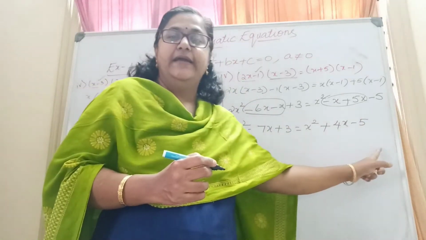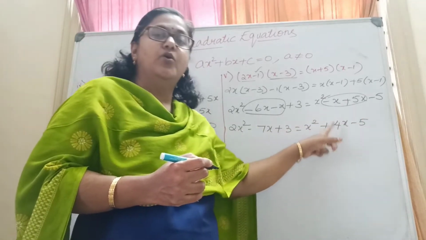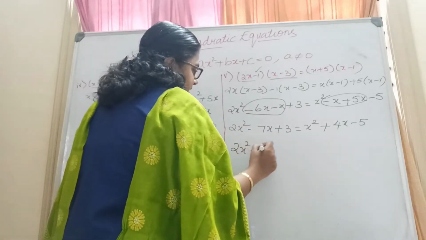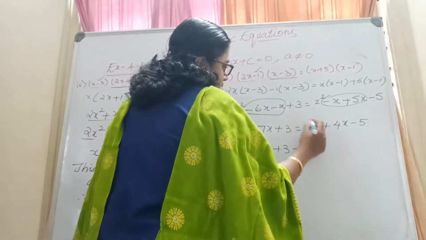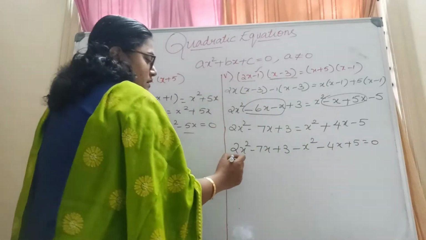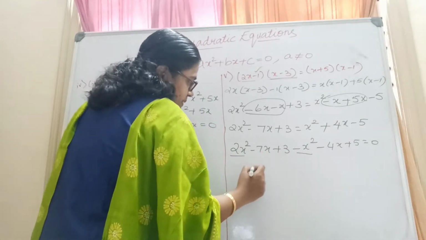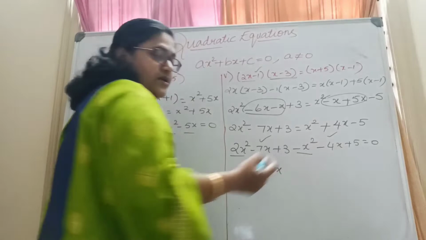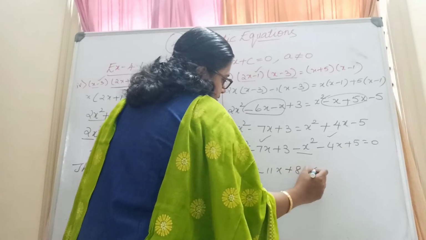Now I'll transpose this entire term, that is entire expression, x square plus 4x minus 5 onto the left hand side. I'll bring them to the left hand side. So 2x square minus 7x plus 3. The sign will change when you bring it to the left hand side of the equal to. So minus x square minus 4x plus 5 is equal to 0. Now like terms, x square minus x square. 2x square minus x square is x square. Minus 7x minus 4x is minus 11x, both are negative, so we'll add and take the same sign. 3 plus 5, it is 8, is equal to 0.